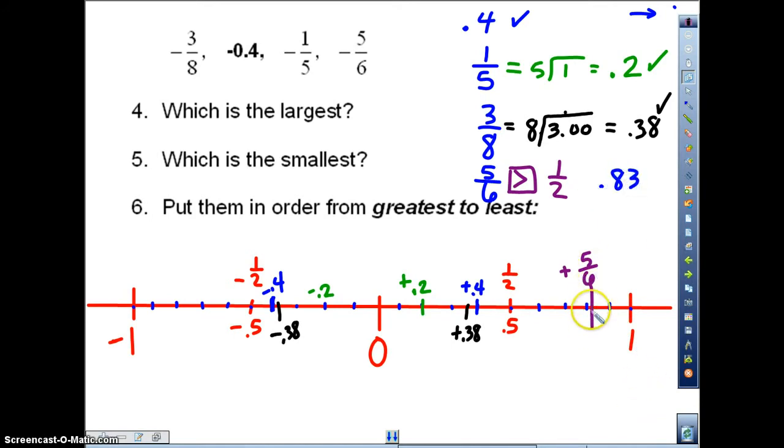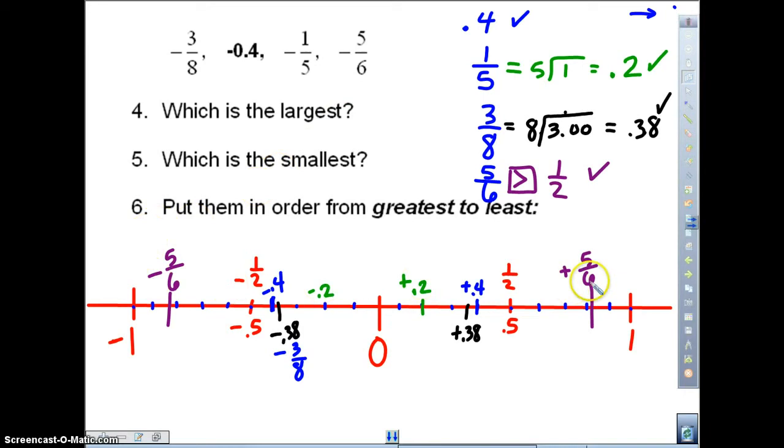So we're going to take 5/6 and reflect it way over here. I want you to reflect it across 0. There's your -5/6, and now we can answer the question. And let me go back and call this -3/8. Now, which number is largest?